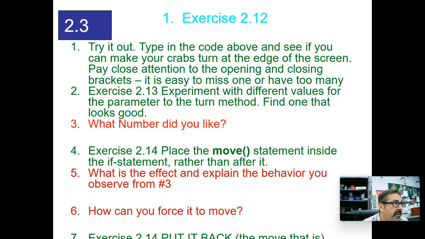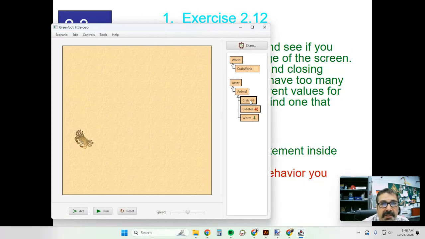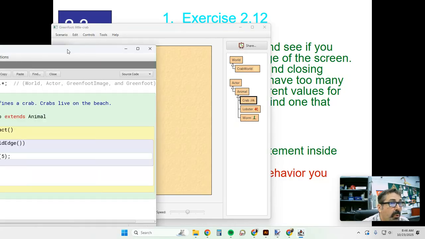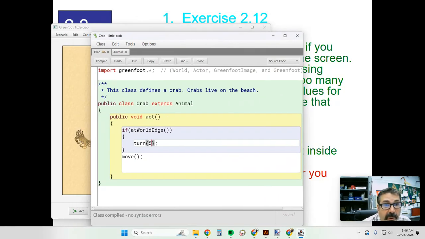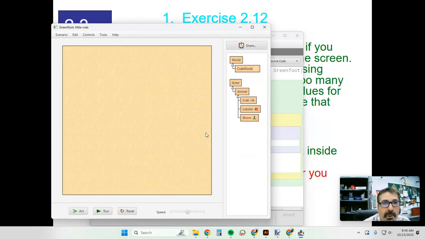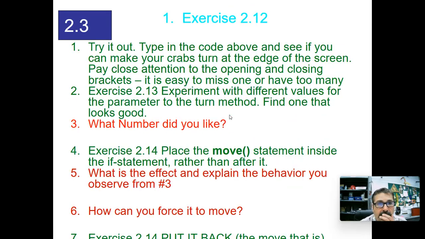So one of the things they want you to try different things is, so I have turn 5, and they said they like 17, so I want you to try different numbers and see which one you do. If you do 17, he's going to turn faster. Okay, so try which one you like, and then answer which number did you like for the turning. Place the move statement inside the if statement rather than after it. Okay, what is the effect?